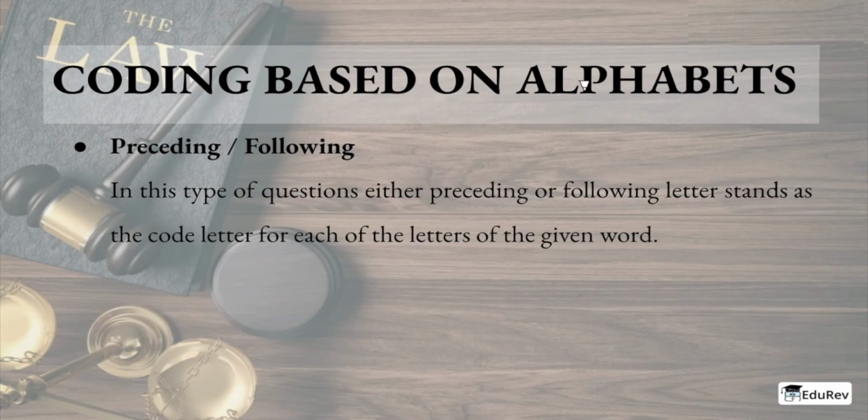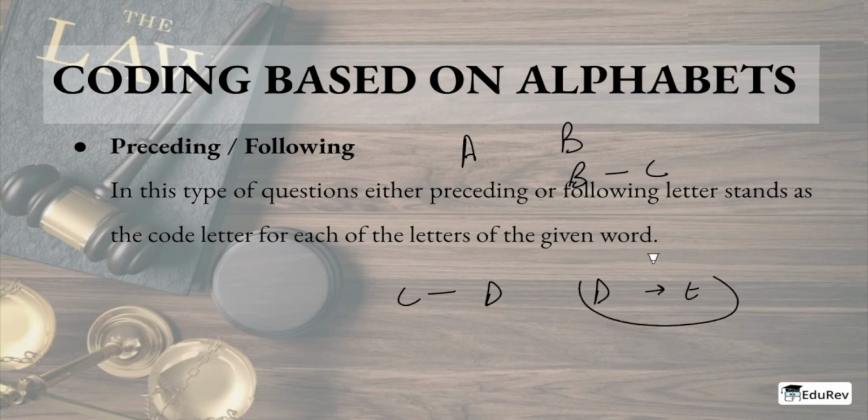The next one is preceding or following letters. In this type of question, either the preceding or the following letter stands as the code letter for each of the letters of the given word. So basically, in place of A, I'm going to write B. In place of B, I'm going to write C. In place of C, I'm going to write D. In place of D, I'm going to write E, and so on. This is how we use it.